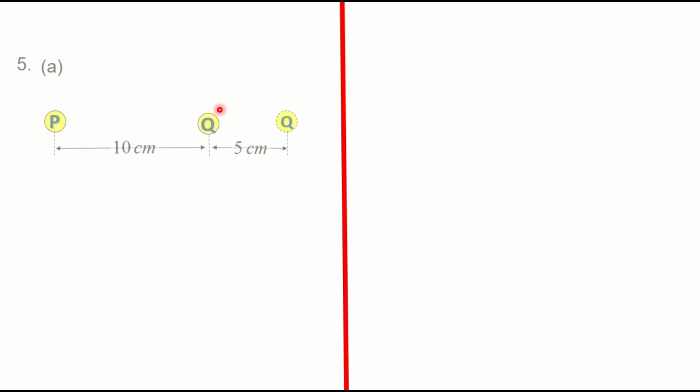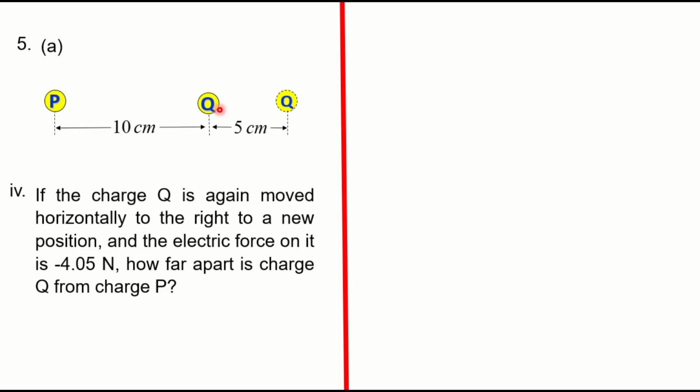Okay, and finally, the last part of question 5. It says that if the charge Q is again moved horizontally to the right to a new position, and the electric force on it is 4.0 times 10 to the power of 5 Newton, how far apart is the charge Q and P? We already know the magnitude of the charges, and we know the new electric force, 4.0 times 10 to the power of 5. They want us to find how far apart, that means the distance between P and Q.